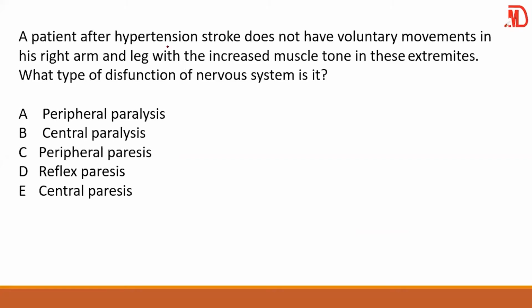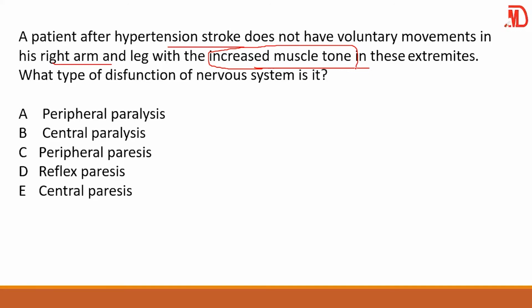Let's say a patient after hypertension stroke does not have voluntary movement in his right arm and leg with increased muscle tone in these extremities. What type of dysfunction of the nervous system is it? Guys, do you remember when we talked about increase in tone? When we talked about the different types of paralysis, peripheral and central, we said in peripheral, sometimes it leads to what? Flaccid kind of what? Paralysis. And then in central, would normally lead to what?